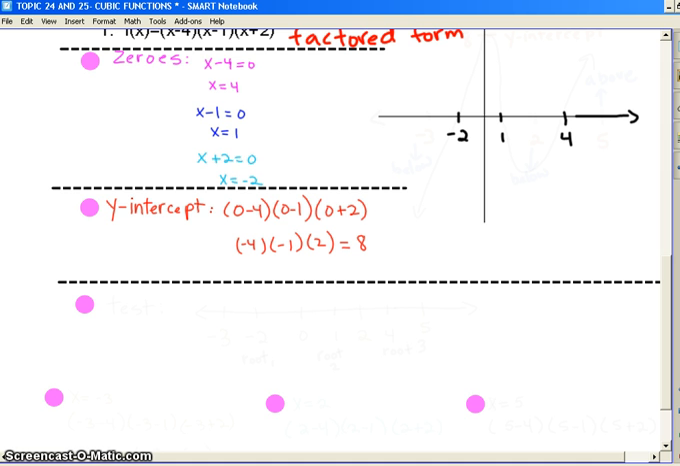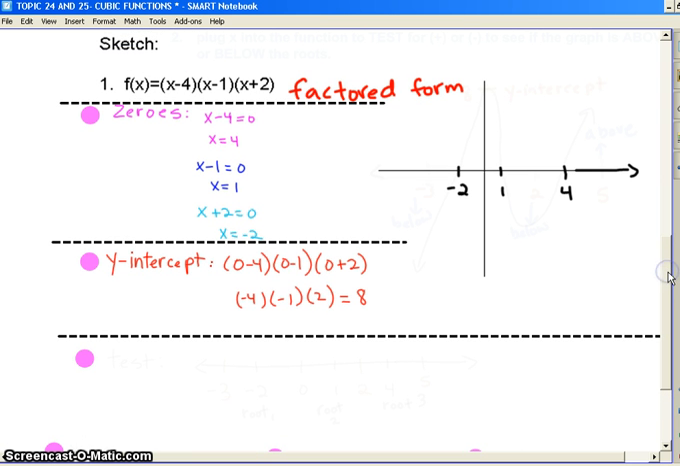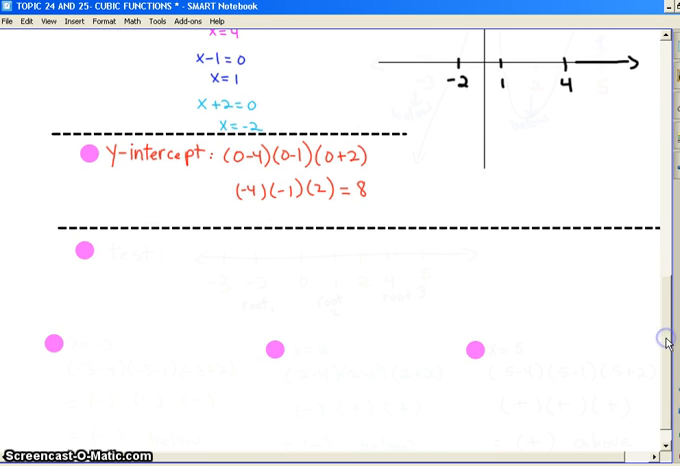You go back to your original function that was given to you and replace all of your x's with zeros. When I multiply that together, I get positive 8. So now I know that the graph is going to go all the way up to positive 8. It's going to go from negative 2 up to positive 8, back down to 1. I know that part, but what I don't know is how it is going to behave between 1 and 4, or what direction after the 4 and before the negative 2. I don't really know that. That's where the testing comes in.